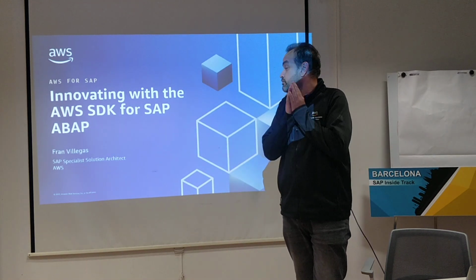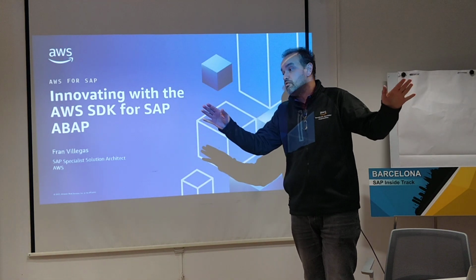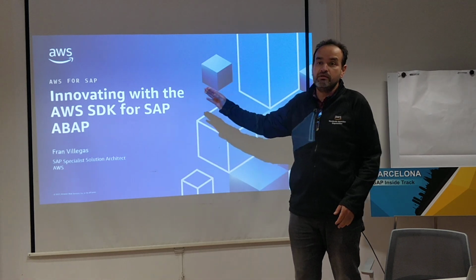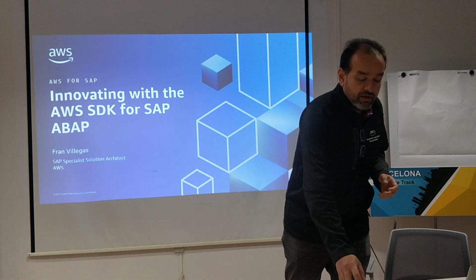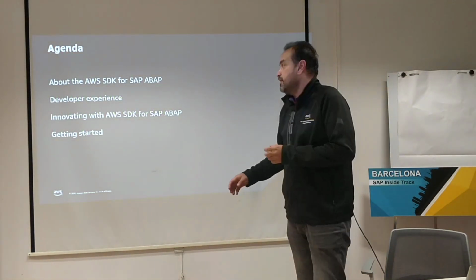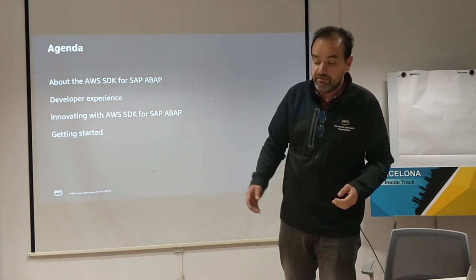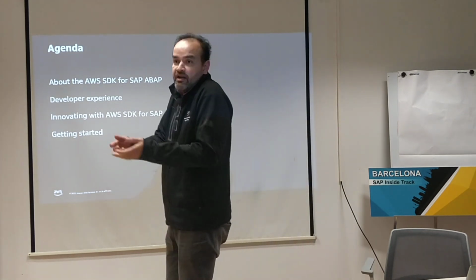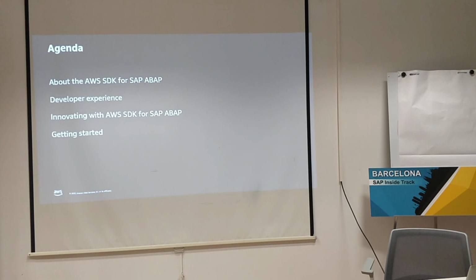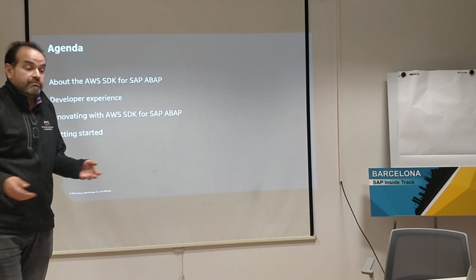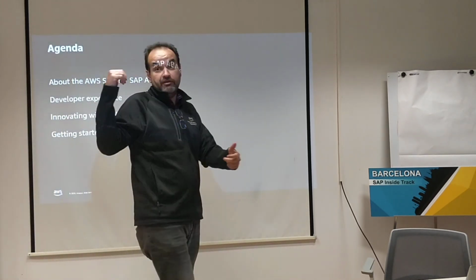The idea of the session today is not to speak about infrastructure on AWS, but about how we innovate. AWS has developed an ABAP SDK. We all know what an SDK is. There are a lot of SDKs out there for AWS: Python, .NET, Ruby, almost whatever, and now they included the SDK for ABAP.